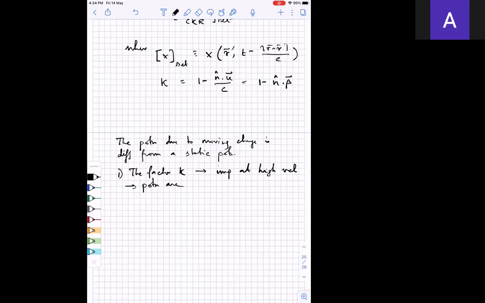So potentials are concentrated in a narrow region along the direction of velocity, so along the direction of motion of the particle. Okay. So this is like the beaming effect, and this is actually related to the beaming effect which you have found in the special theory. So this is the beaming effect.